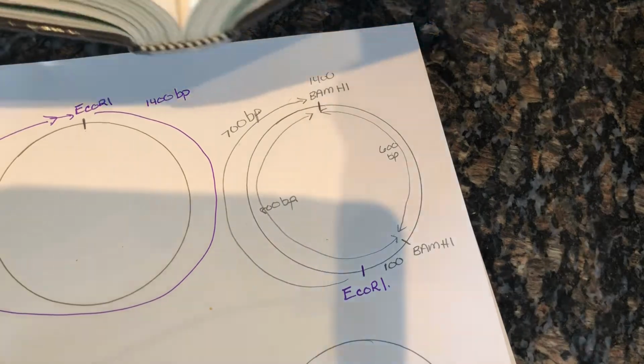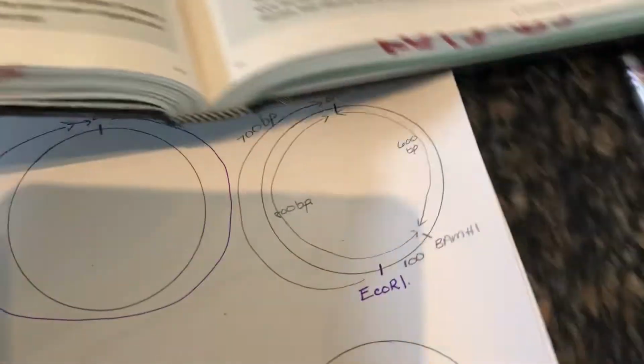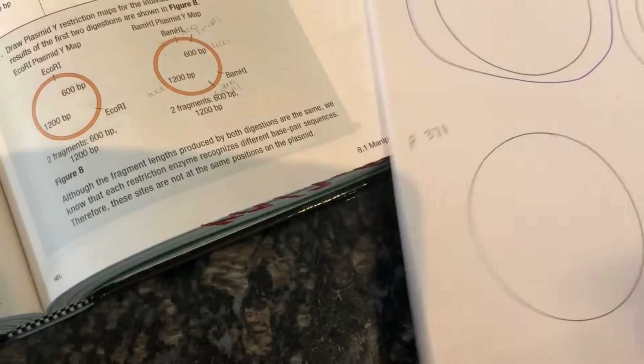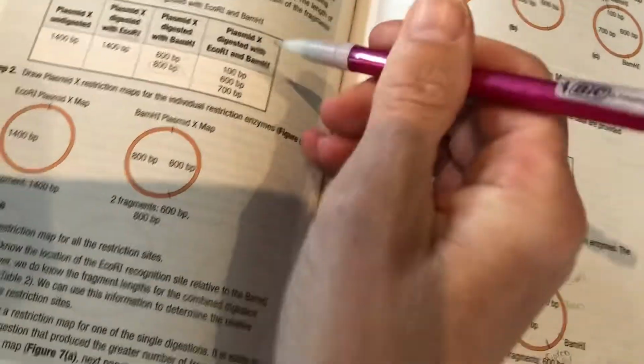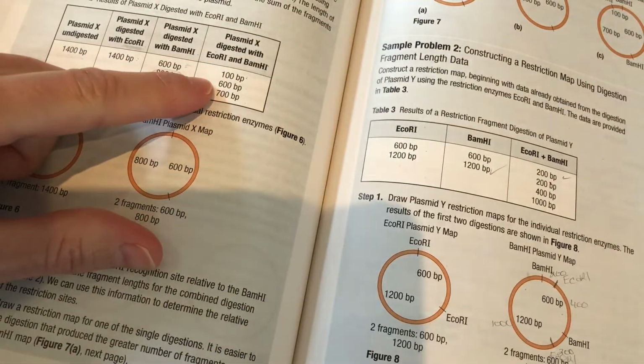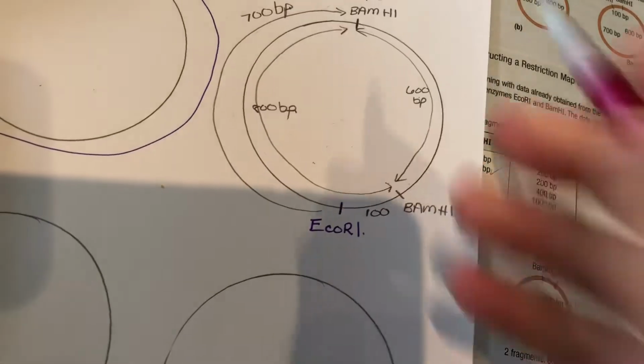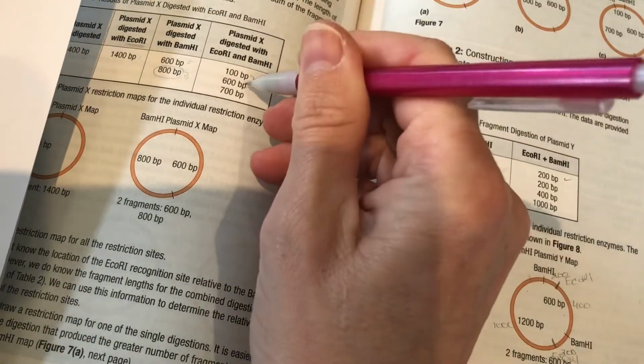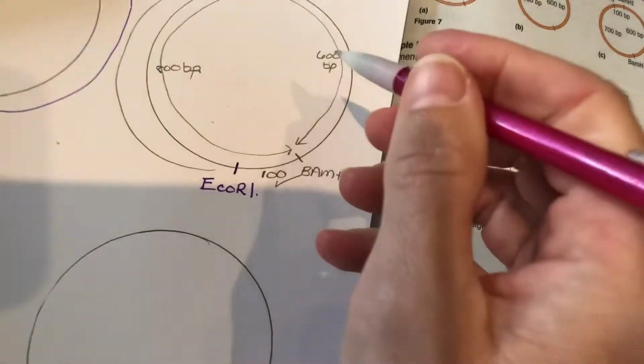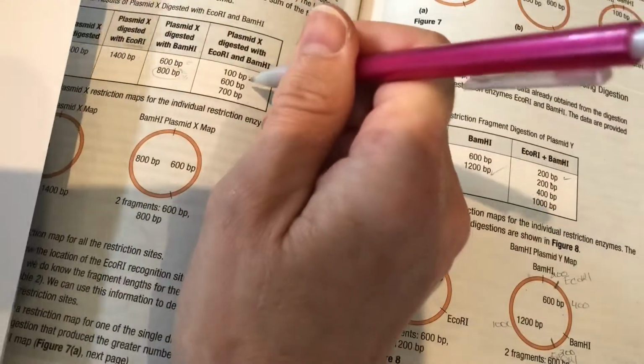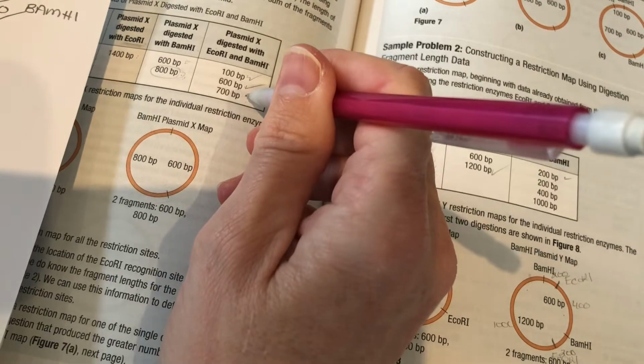Now what you do when you check this, especially as it gets more difficult, is you have to say: do I have a 100 fragment? I'm going to be going back and forth here. Yes, I do, I've got a 100. Do I have a fragment that's 600 base pairs in length? Yes, I do, right there. Do I have a fragment that's 700 base pairs in length?